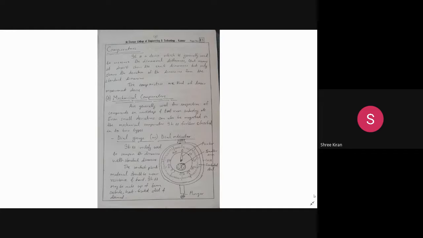Here, what happens is we have a dial gauge. It is a device which is used to compare dimensions with standard dimensions. It is widely used for this. It consists of a case, circular graduated dial, stem, spindle, pointer, gear train, and contact point.